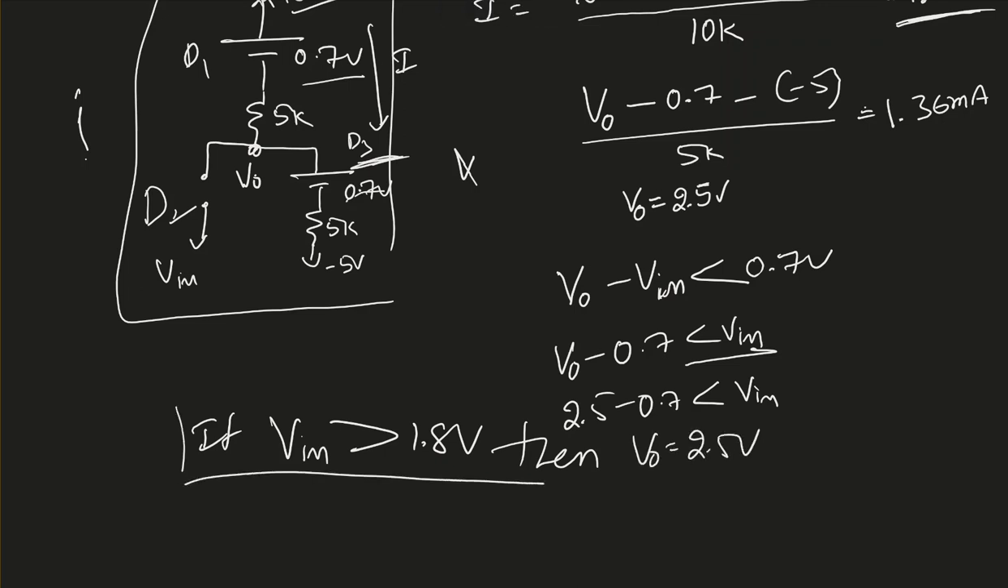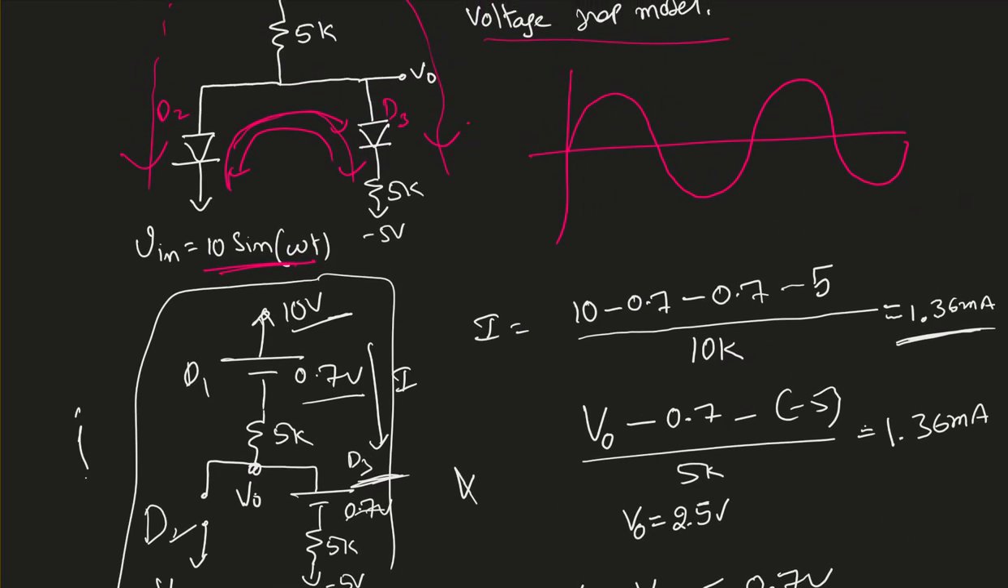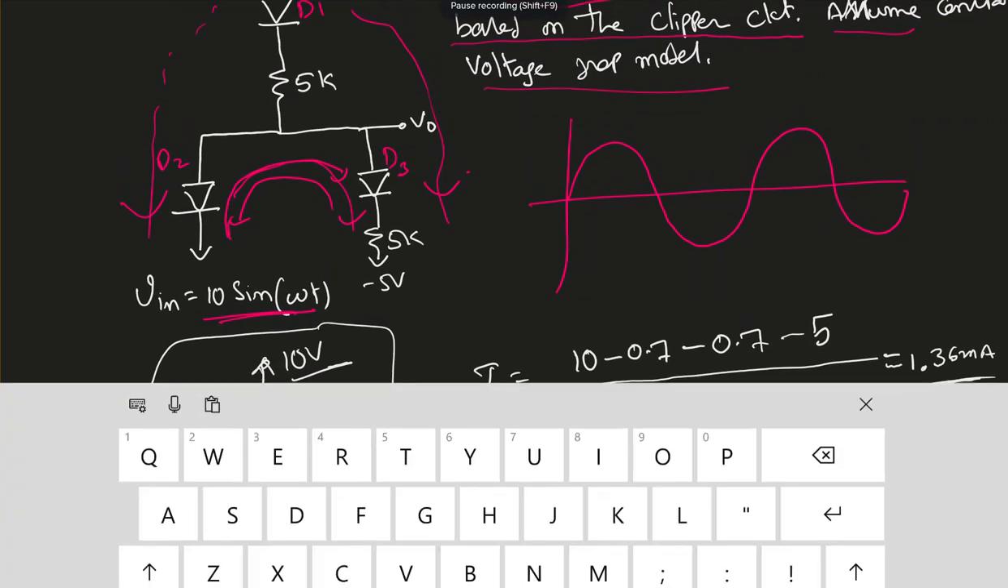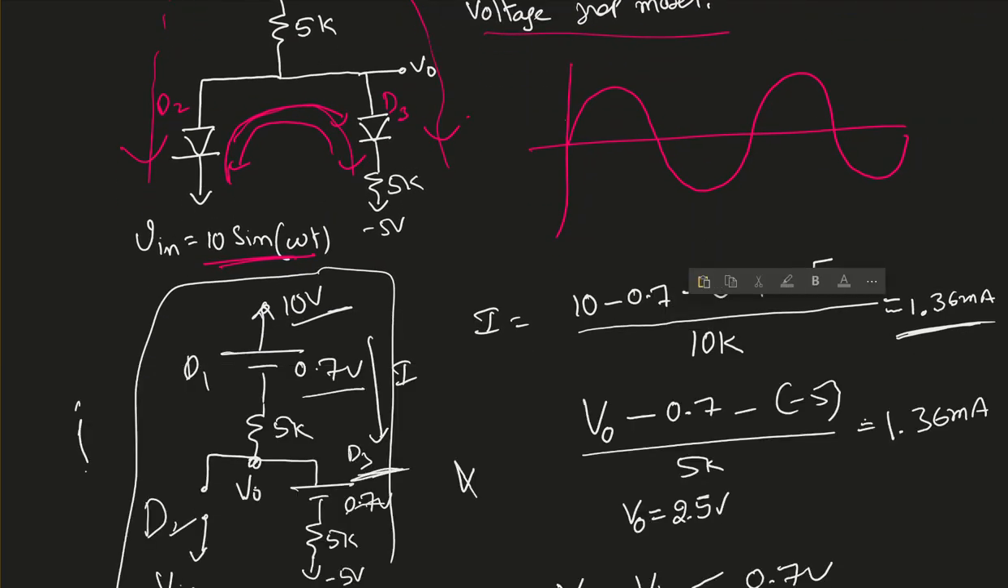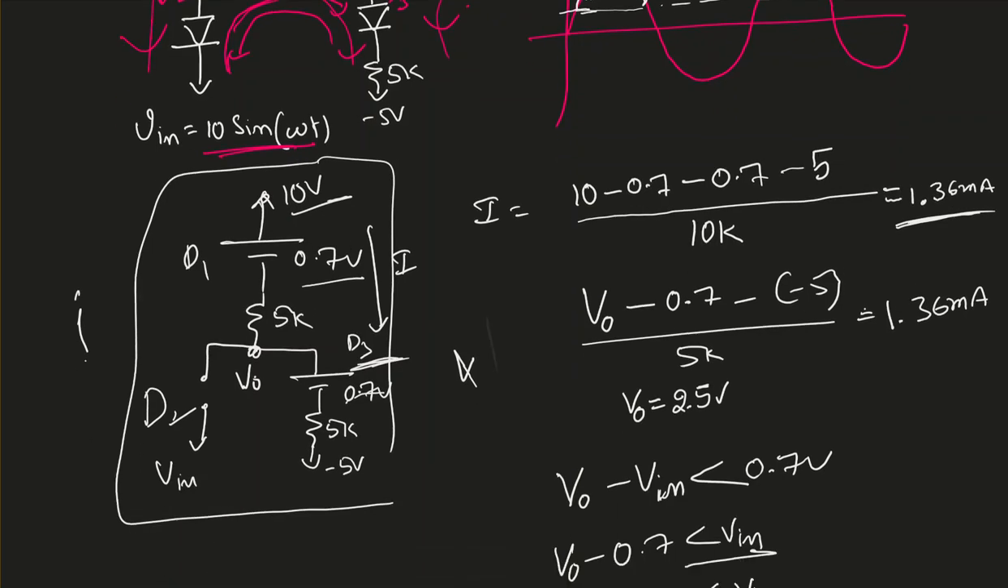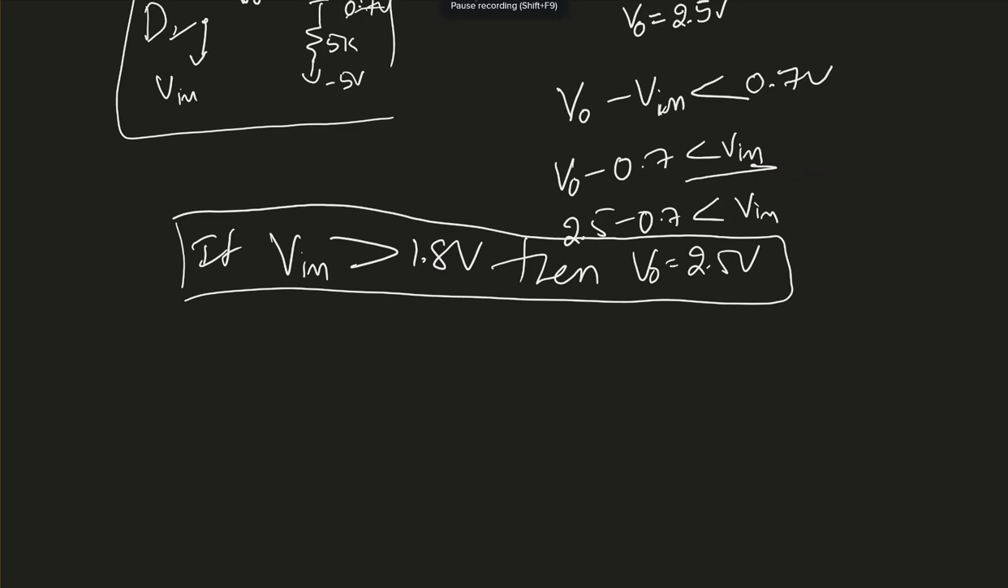So this is one portion of the solution. If you look at the waveform, as long as your input value is above 1.8 volts, so 1.8 is going to be somewhere there, we know what is going on during this period. Okay, so we need to find what is going on during the rest of the cycle.